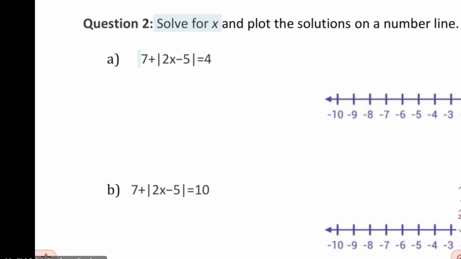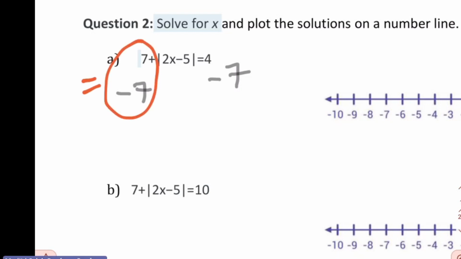First, make sure this absolute value, you keep it on its own, okay? This absolute value, you keep it on one side. So anything next to the absolute value, like this plus 7, you have to remove it from here. You remove it by subtracting 7, exactly like when you solve a linear equation. Just subtract 7. Okay, so when you subtract 7, the 7 minus 7 gives you 0.